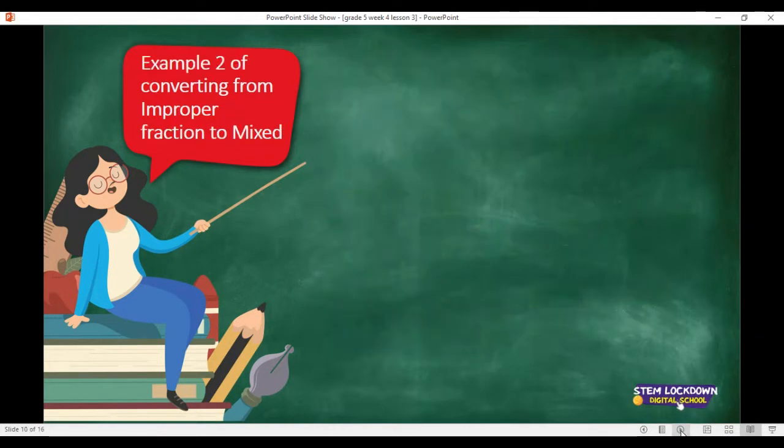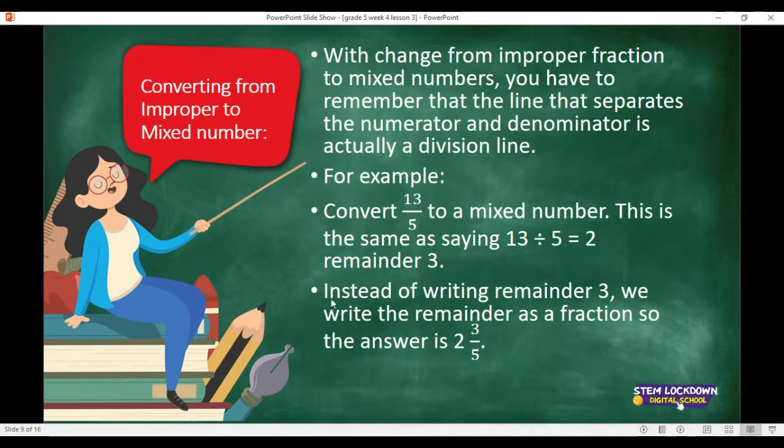Okay. All right. So now let's look at converting from improper. Remember, we're converting from mixed number to an improper fraction. So this one is the easiest. Converting, yes, I'm not stingy, Amanda. Converting from improper to mixed number.